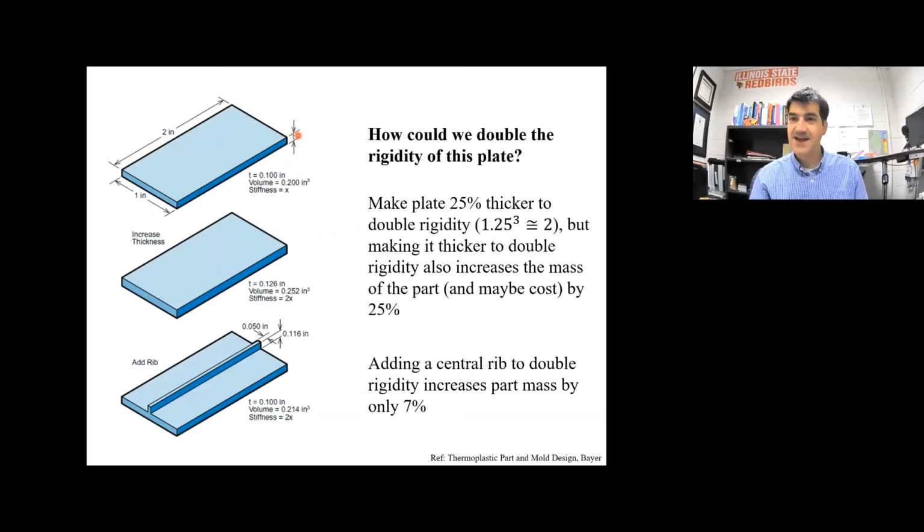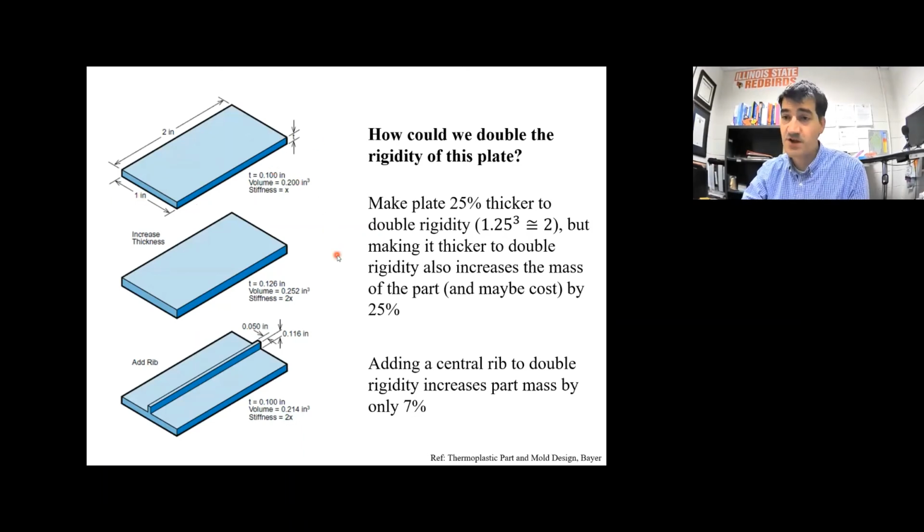So we want to make that more rigid so that it's not as easy to wiggle back and forth like that. So one way of changing the rigidity is to change the material that you're making this out of. But let's say we didn't want to do that. Let's say we wanted to keep the same material. We just want the parts to be more rigid. All right, we want to double the rigidity of this plate.